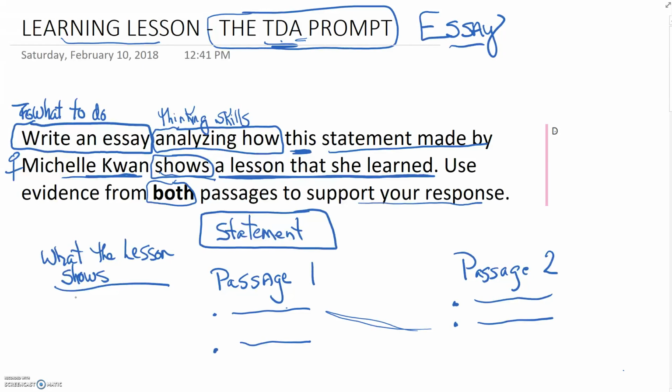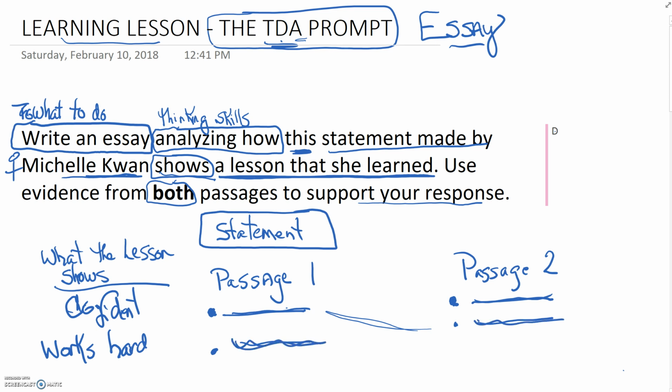And remember, the lesson has to show what did she learn. So in this column, I might put she learned to be confident. That's not right. But the statement in passage 1 that would show that would be boom. The statement in passage 2 would be boom. The lesson that she found in passage 1, another one might be that she works hard. So I'd write down here that she works hard, whatever it is, and then write down the statement. And then I might find that also in passage 2.